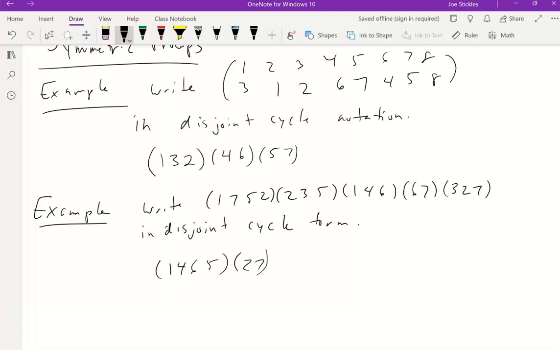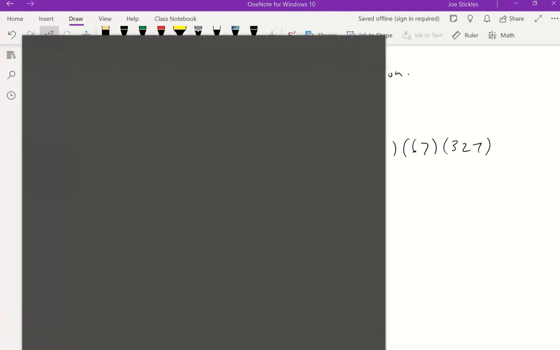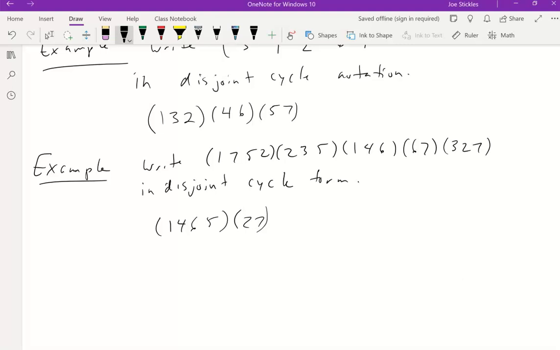All right. So let's do one more concept that we haven't quite talked about yet, but it's not too bad.